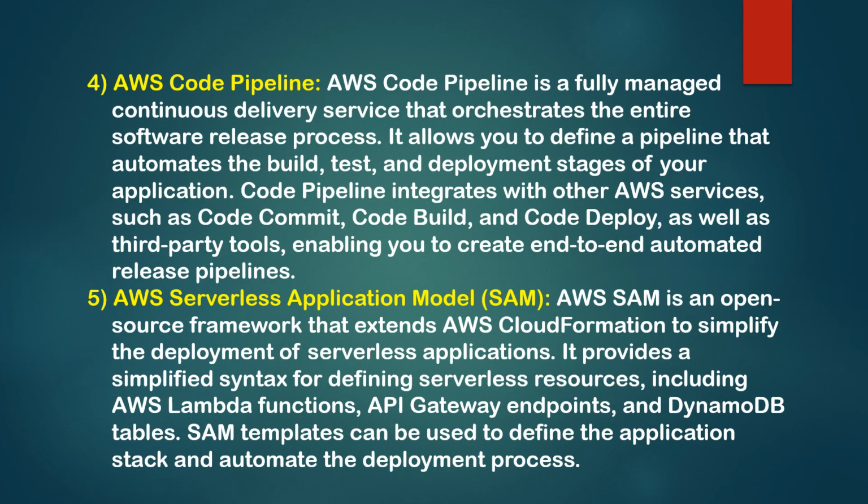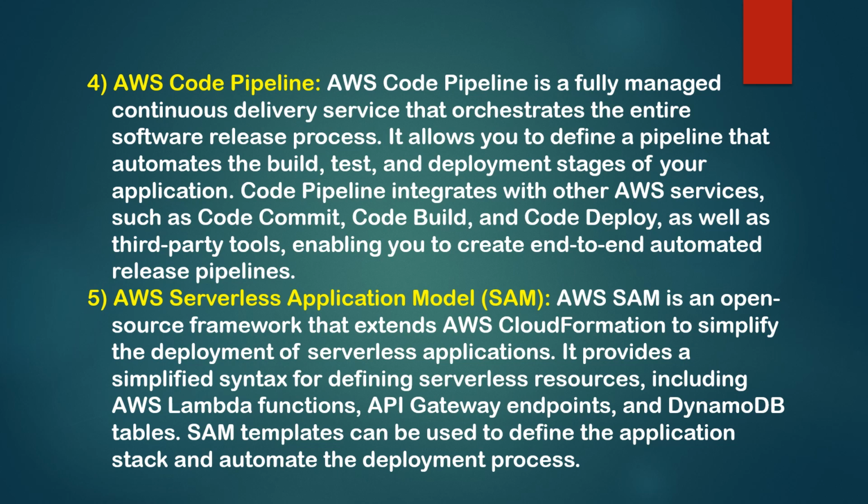Number 4. AWS CodePipeline. AWS CodePipeline is a fully managed continuous delivery service that orchestrates the entire software release process. It allows you to define a pipeline that automates the build, test, and deployment stages of your application. CodePipeline integrates with other AWS services such as CodeCommit, CodeBuild, and CodeDeploy, as well as third-party tools, enabling you to create end-to-end automated release pipelines.